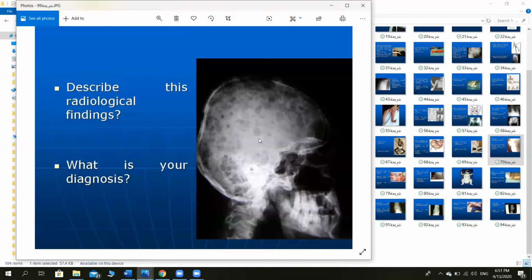Multiple myeloma is commonly presented with pathological fracture, especially pathological fracture of the spine, or bone pain. Diagnosis usually depends on bone marrow aspiration.